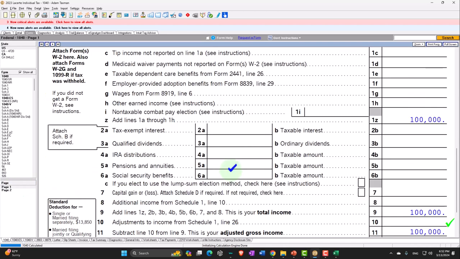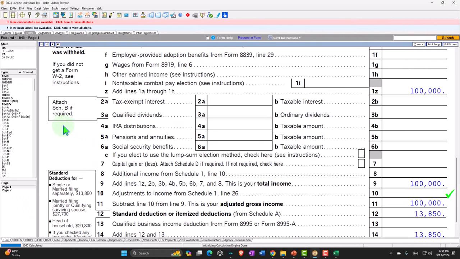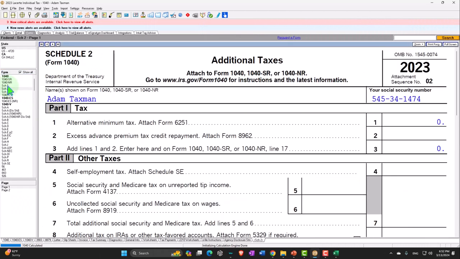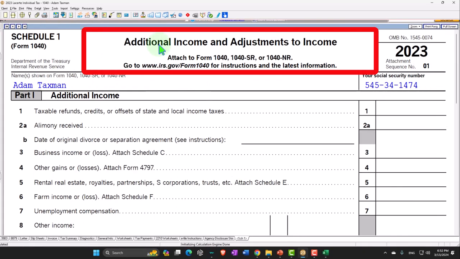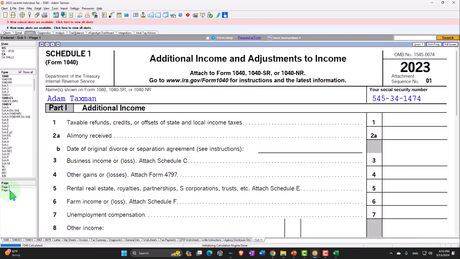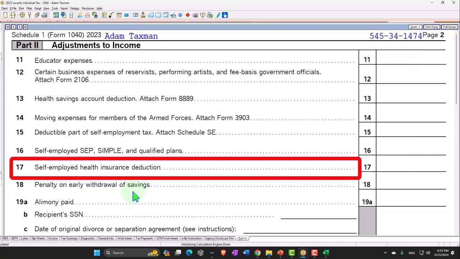Scrolling down, we're looking at the adjustments to income, line number 10, which pulls in from the Schedule 1. If we go to the Schedule 1, that's not the Schedule 1, there it is, additional income and adjustments to income. We want page number 2, which will have part 2, the adjustments to income, and we are now looking at the self-employed health insurance deduction.